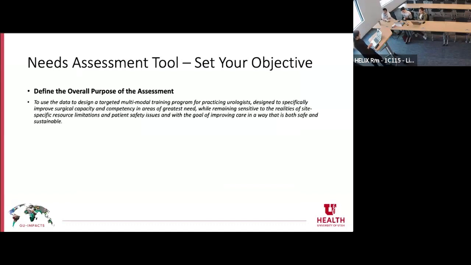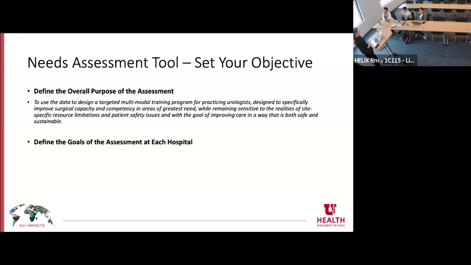And the purpose of the assessment and the tool in our case was to use the data that we gathered to design a targeted multimodal training program for practicing urologists, designed to specifically improve surgical capacity and competency in areas of greatest need while remaining sensitive to the realities of site-specific resource limitations and patient safety issues, with the goal of improving care in a way that is both safe and sustainable. And I use this sort of mission statement to formulate the sections of our needs assessment.